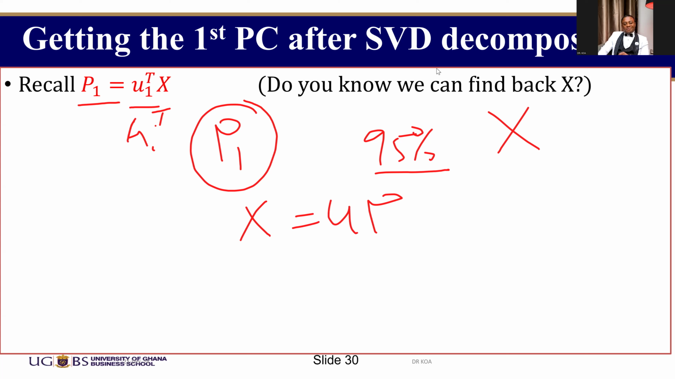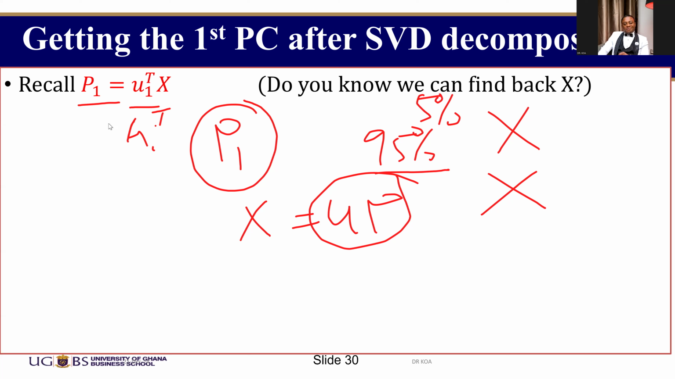But of course, you should also note that when you do that, this new variable will not be equal to the original X. Why? Because that 5% part is gone. What you are generating is the one that was created by the 95%, which was the principal component here. I just wanted you to know that before we even proceed.